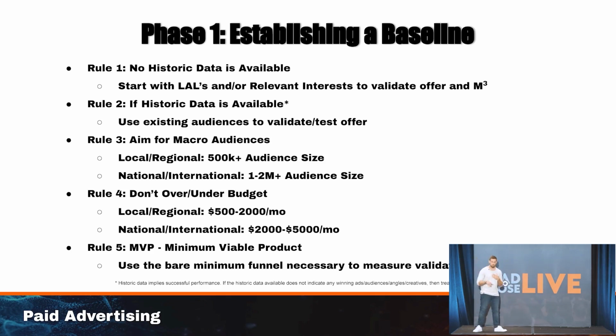No, I'm not. Rule number 5, MVP, minimum viable product. This is essentially saying you want to use the bare minimum that you need necessary to measure validation against your KPI. Now, what I mean by this is you don't need to go build out this Russell Brunson funnel, one funnel away. No, you don't have to have anything perfect.